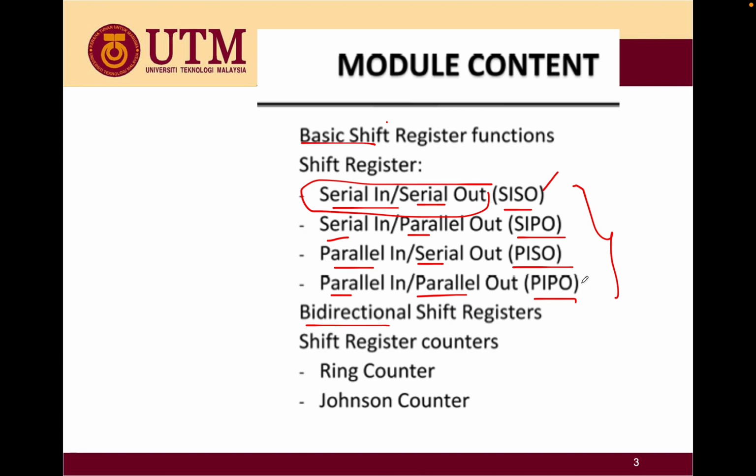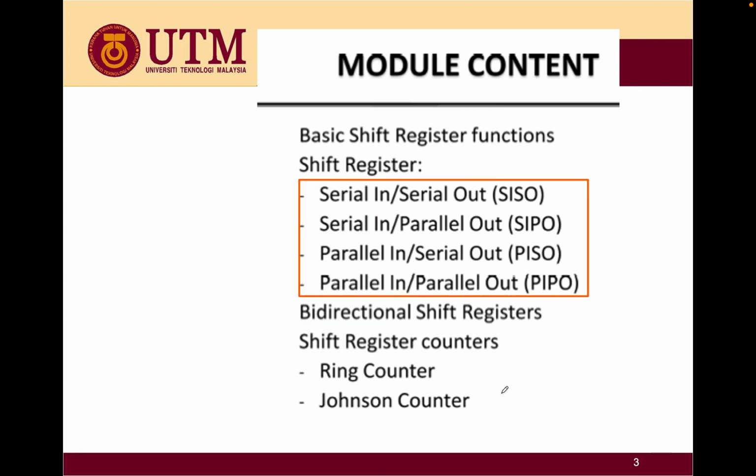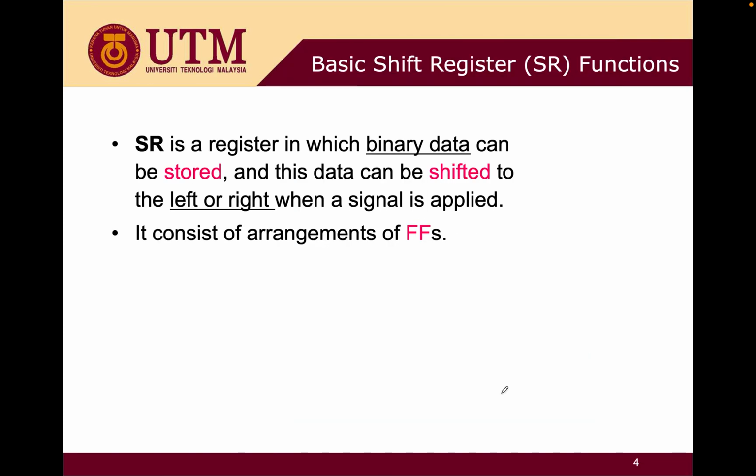Okay, instead of having just basic shift register, you can also have bi-direction shift register, whereby there are two, which are ring counter and Johnson counter. Some of you already did the basic shift register last time, but it's okay, we just do a recap, but some of you have not yet covered it, so here I need to explain again. Okay, this is a basic shift register and this is bi-direction shift register.